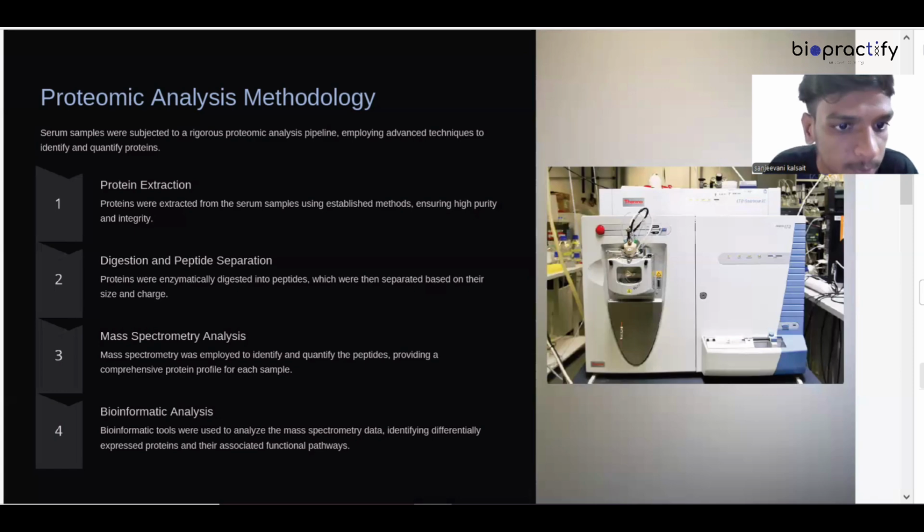Mass spectrometry analysis. Mass spectrometry was employed to identify and quantify the peptides, providing a comparative protein profile for each sample. Next is bioinformatics analysis. Bioinformatics tools were used to analyze the mass spectrometry data, identifying differentially expressed proteins and their associated functional pathways.